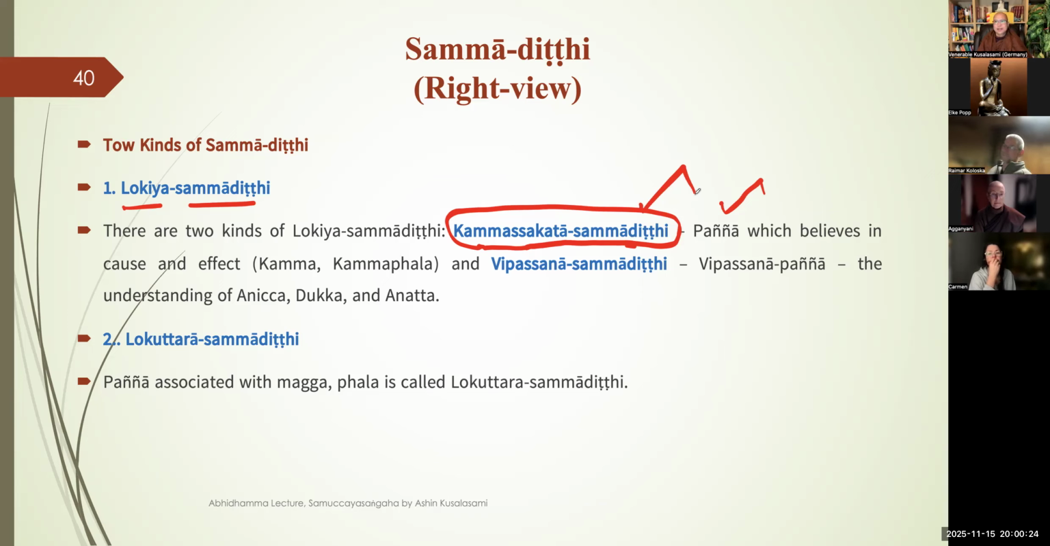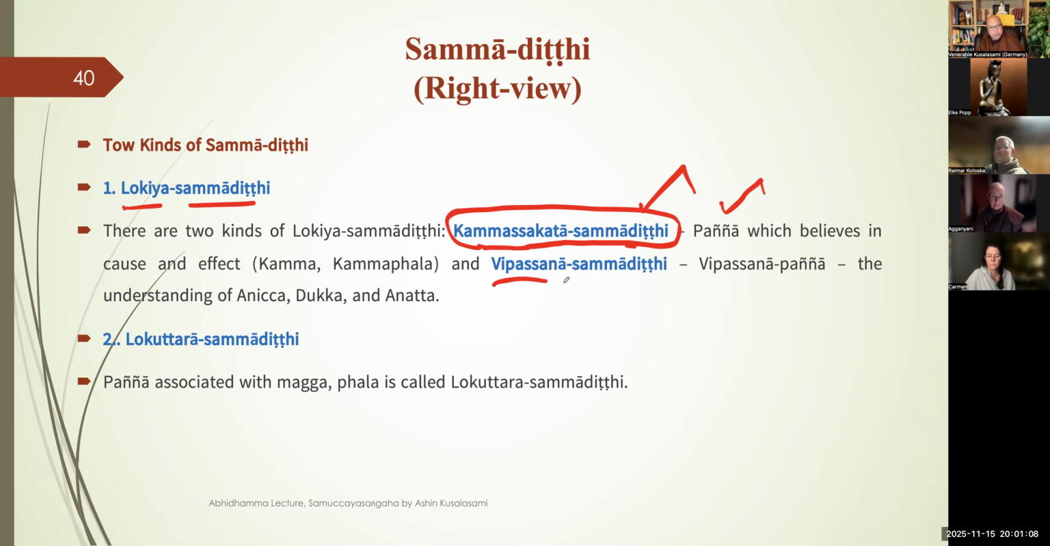Even though they are Buddhists, yeah, they might have Buddhist on the ID card, but there are a lot of people who don't believe killing is not good. We can see very clearly at the moment. People don't believe destroying the properties of other people is not good. That's why they do it. If they really believed, they would avoid doing such things. Yeah. So Kammasakata Samma ditthi is especially Panya which believes in cause and effect.